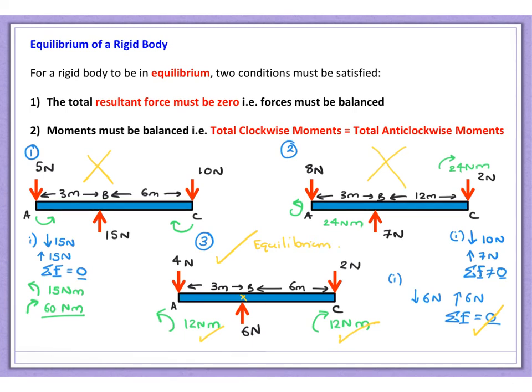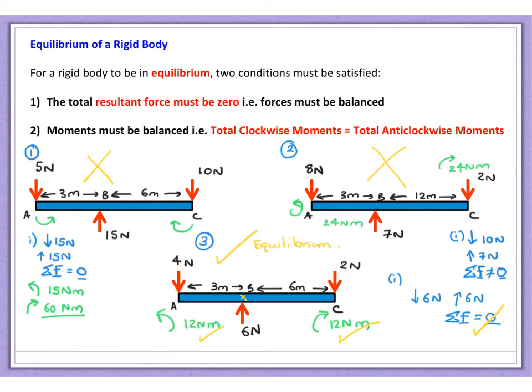Now, what would happen in the other two situations? In the first example, because the forces are actually balanced, the whole rod or rigid body isn't going to move upwards or downwards, but it will rotate because there is an overall moment of 45 Newton meters in a clockwise direction. It will start to rotate in a clockwise direction. Now, in the second system, the total anti-clockwise moments equal the total clockwise moments. Moments are balanced, so it will not rotate. There will not be a turning effect.